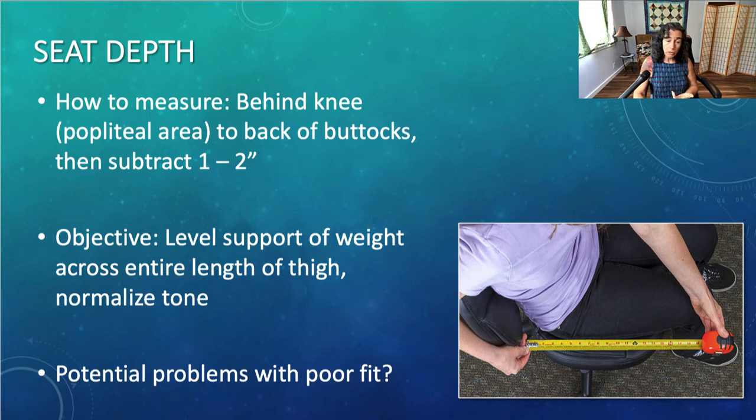Potential problems with poor fit include if the seat is too long, it can irritate the skin at the back of the knee and restrict circulation. And if the seat is too short, there's not enough even weight distribution, right? So you're sitting on a little plank instead of a good-sized seat. And you can put excessive pressure on the buttocks and the sacrum. And all of these slides will have the exact same setup: how to measure, the objective, and the potential problems with poor fit. So do use these slides and the handout or the download of them when you're actually measuring for a wheelchair.